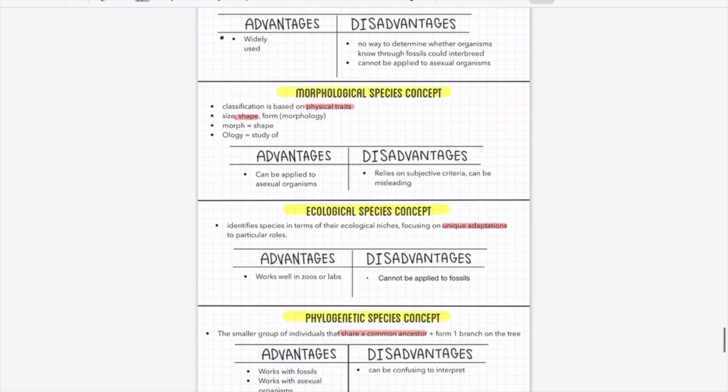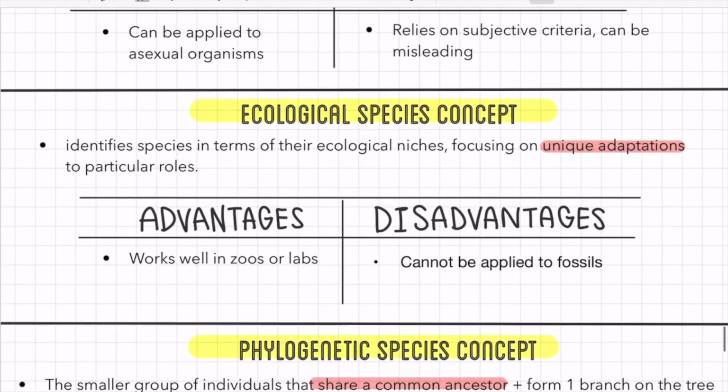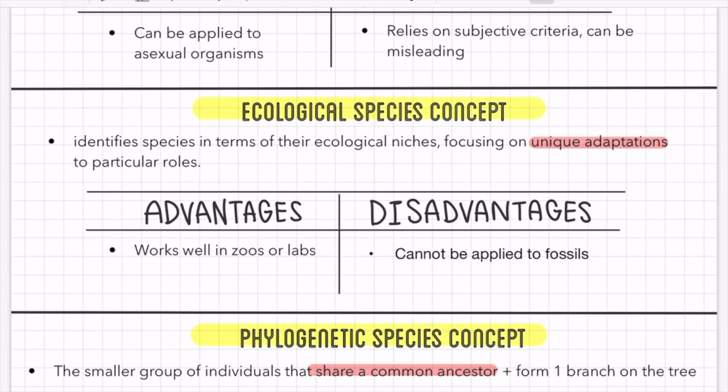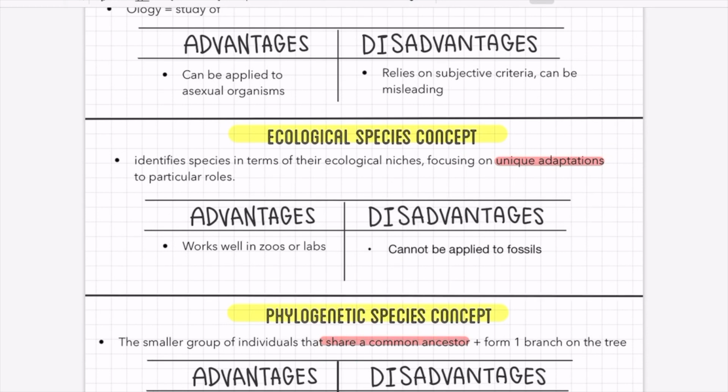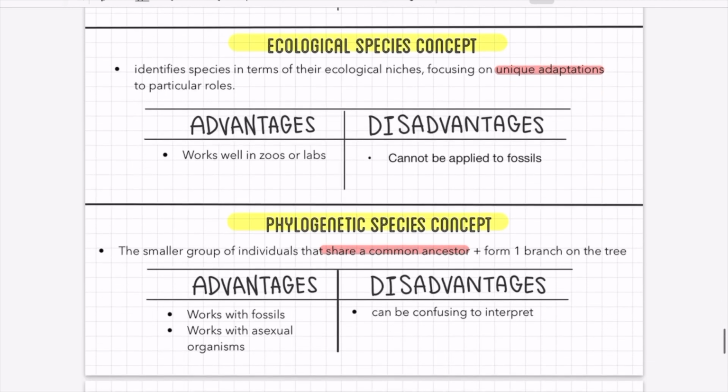We have the ecological species concept, which identifies a species in terms of ecological niches, focusing on unique adaptations. Adaptations are just the organism's ability to better fit the environment. So the advantage is that it works really well in zoos or labs. But again, similar to the biological species concept, you cannot really apply it to fossils.